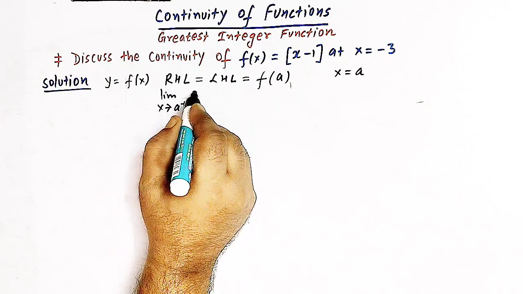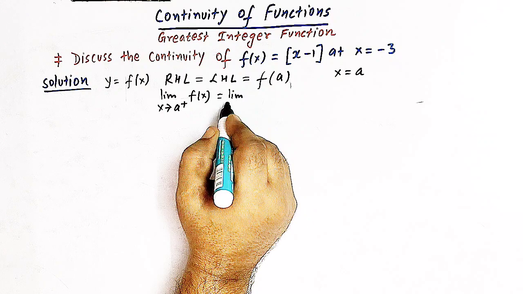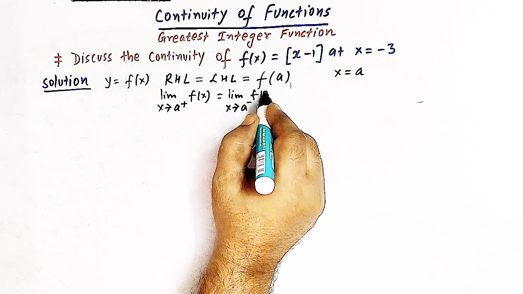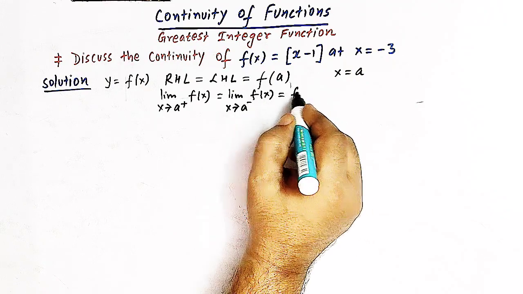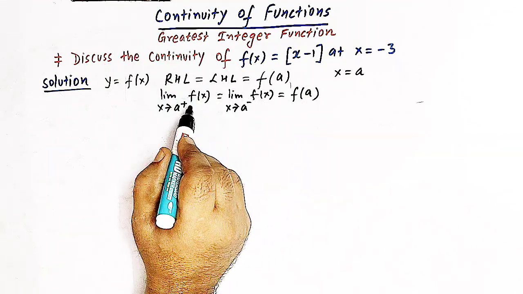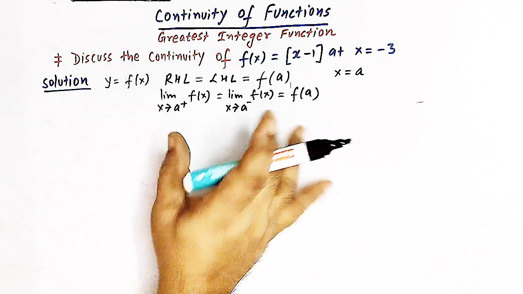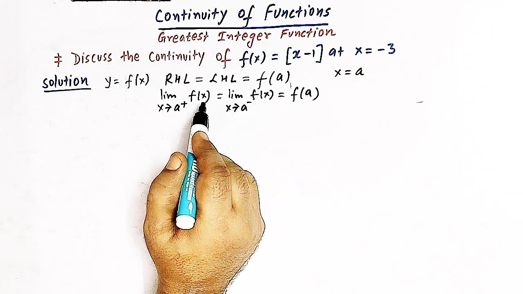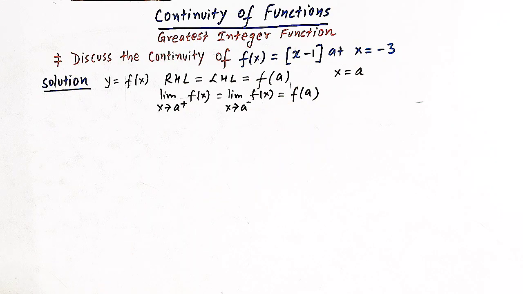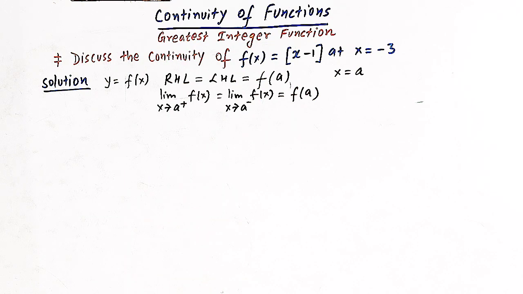plus. Here we put a positive sign. This is f of x, and then the left hand limit has the notation limit x tends to a minus. Here we put a negative sign, and we have f of x, and this is equal to f of a. So in this problem we will find the right hand limit, then the left hand limit, then f of a, and then we will see whether these three quantities exist and are finite, and whether they are equal to each other or not. So let us first find the right hand limit.